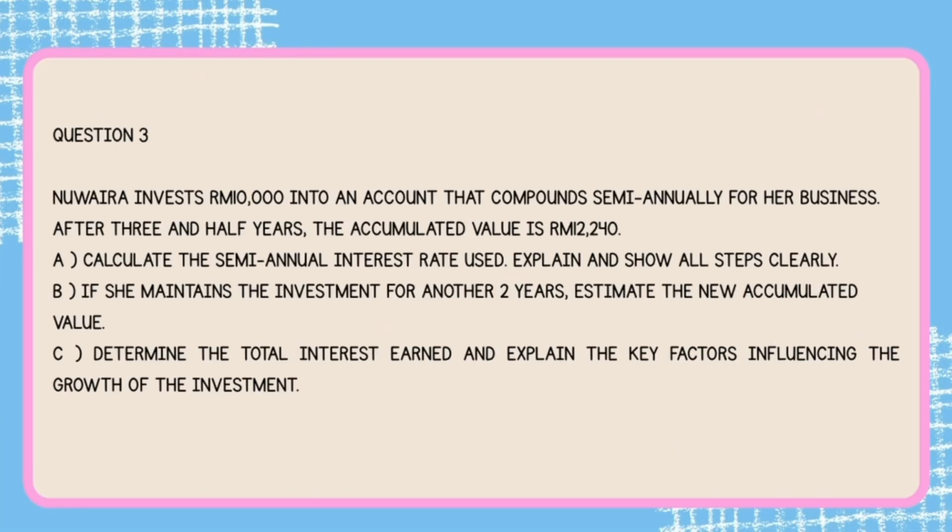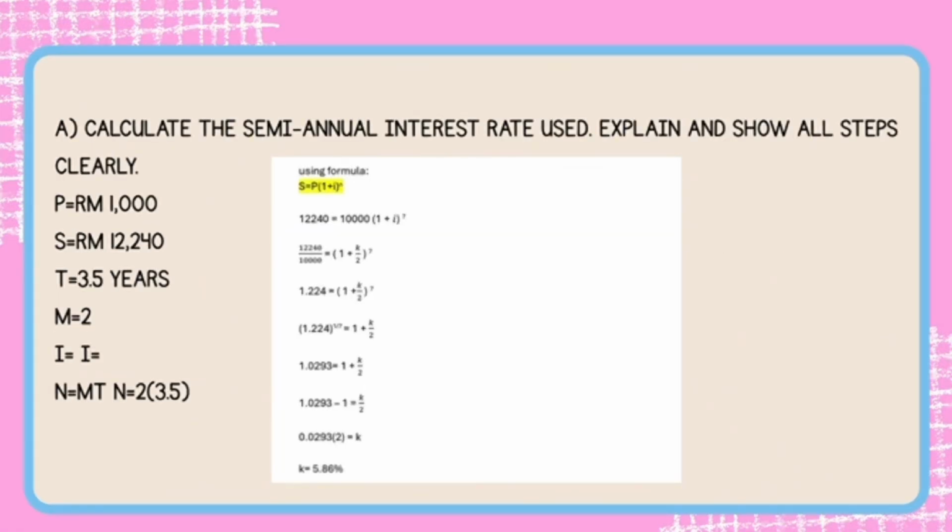Hi, so I will continue with question 3, so you guys can read by yourself. For question 3, we're using the formula S equals P(1 plus i) to the power of n. So we substitute all the values, so we get 12,240 equals 10,000(1 plus i) to the power of n. So we divide both sides, so we get 1.224 equals (1 plus k over 2) to the power of 7. So we take the 7th root, and then we get 1.0293. And then we minus 1, and then we times 2, and then we get k equals 5.86%.